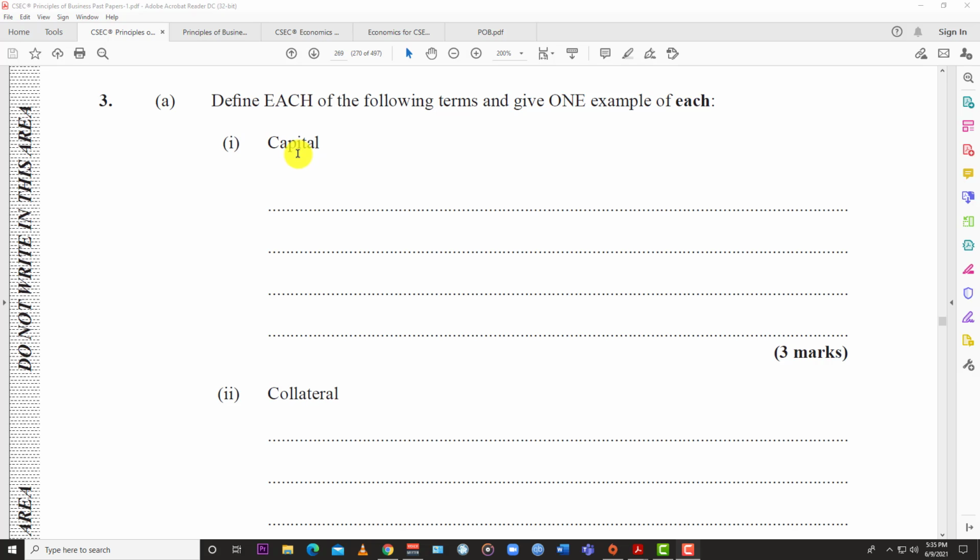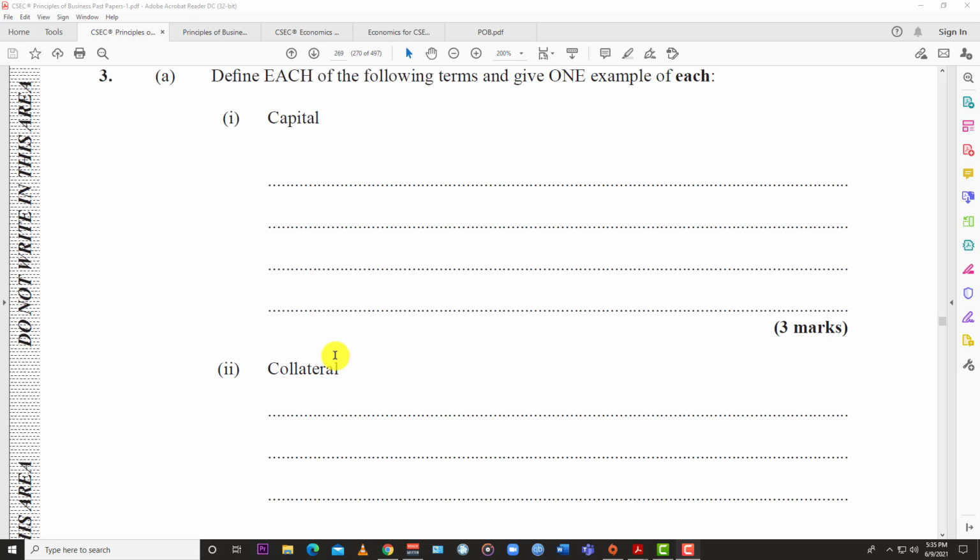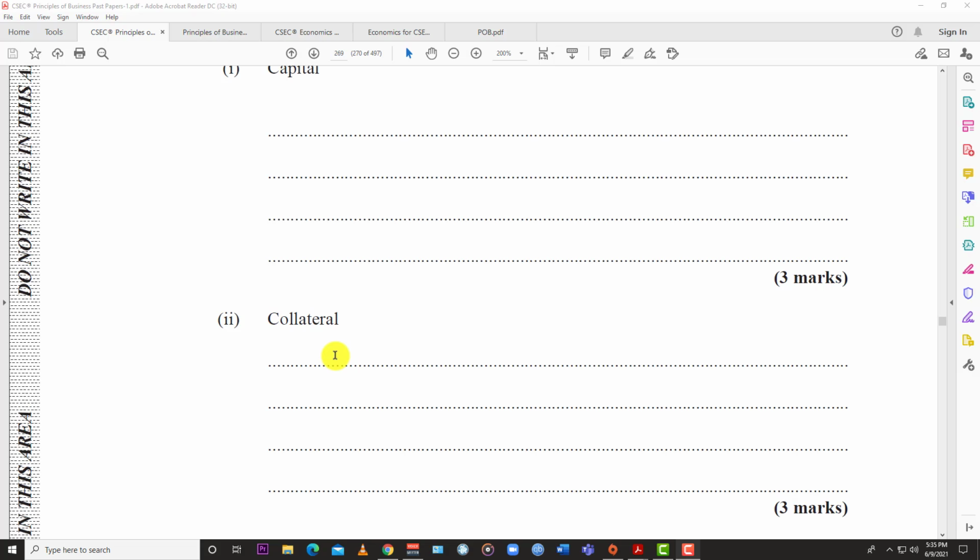For example, the building, the machinery, the vehicle, those kind of things would be considered capital because they are used to produce other goods. And collateral would be any asset that is used to secure a loan or secure some form of financing, especially when you want to start your own business or when engaging in production. But the collateral is the assets that you use to secure a loan or secure some form of financing. For example, a house, piece of land. Those things are collateral that you can use to secure a loan from a bank or credit union or something of that sort.